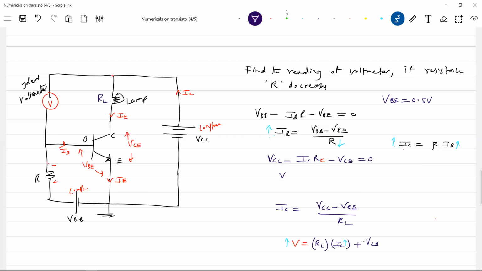After this, VC equals VCC minus ICRC. Okay, this is the thing. Now we'll check what will happen as IC increases. This has to decrease if VC decreases.